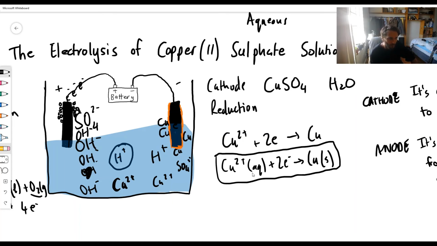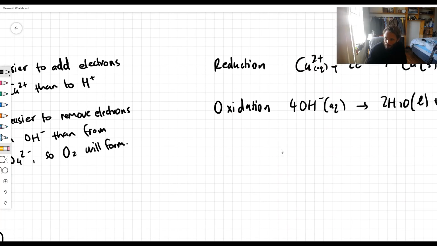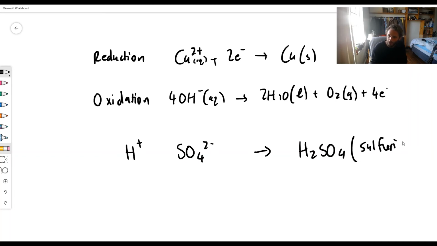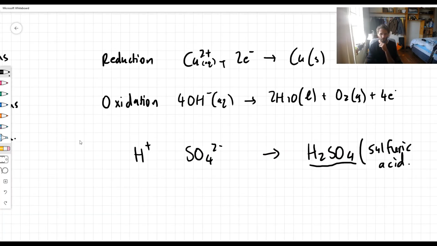The reason why it's going to make an acidic solution is because, as I said, we are going to have H plus ions left behind, and we're going to have SO4 2 minus ions. These two are attracted to each other, and what this can form is H2SO4, otherwise known as sulfuric acid. So if you allow this battery to run for long enough, you're going to form this substance.